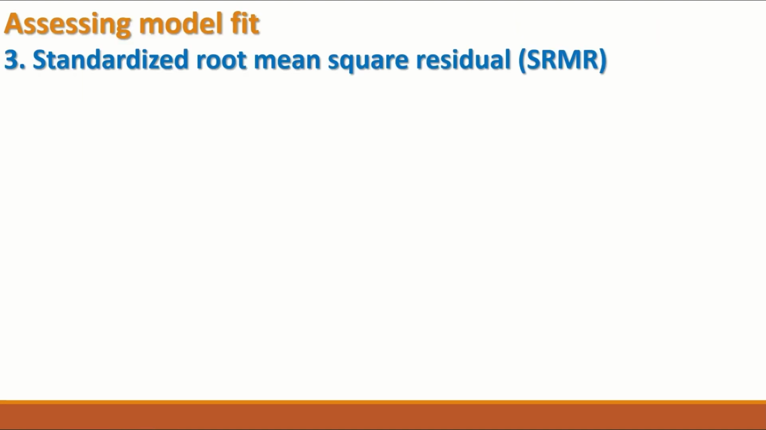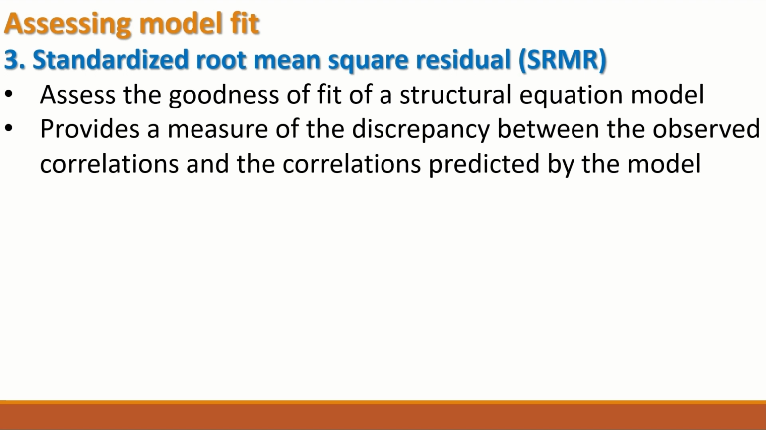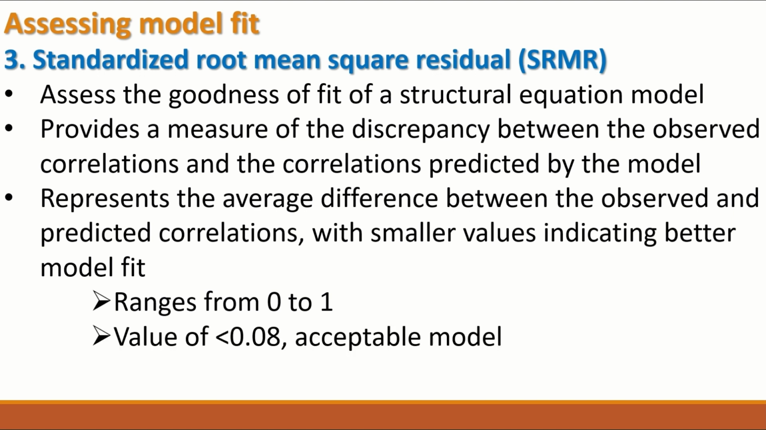The next index is the standardized root mean square residual, SRMR. The index will assess the goodness of fit of the structural equation model. It provides a measure of discrepancy between observed correlation and correlation predicted by the model. So the value represents the average difference between the observed and predicted correlation, with smaller values indicating better model fit. The value ranges from 0 to 1. Any value less than 0.08 is an acceptable model.